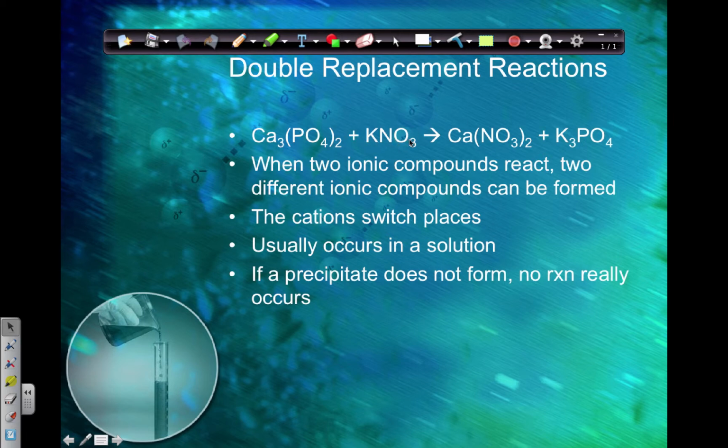When you have these two ionic compounds and they react, basically the cations, which are positive ions, will switch places. So at the end, when I figure out the products, one of these products has to be insoluble for the reaction to actually happen.